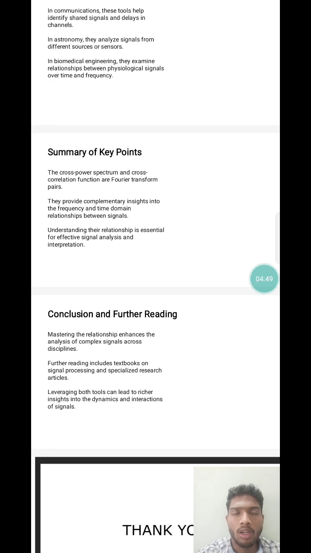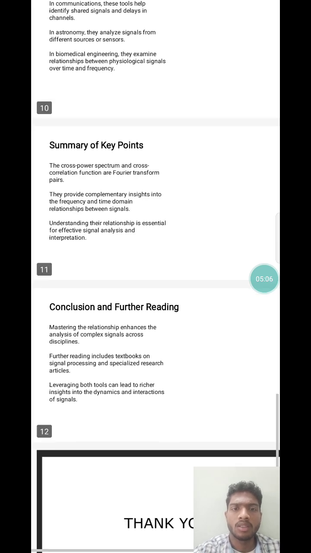Summary of key points. The cross power spectrum and cross correlation function are Fourier transform pairs. They provide complementary insights into the frequency and time domain relationships between signals. Understanding these relationships is essential for effective signal analysis and interpretation.